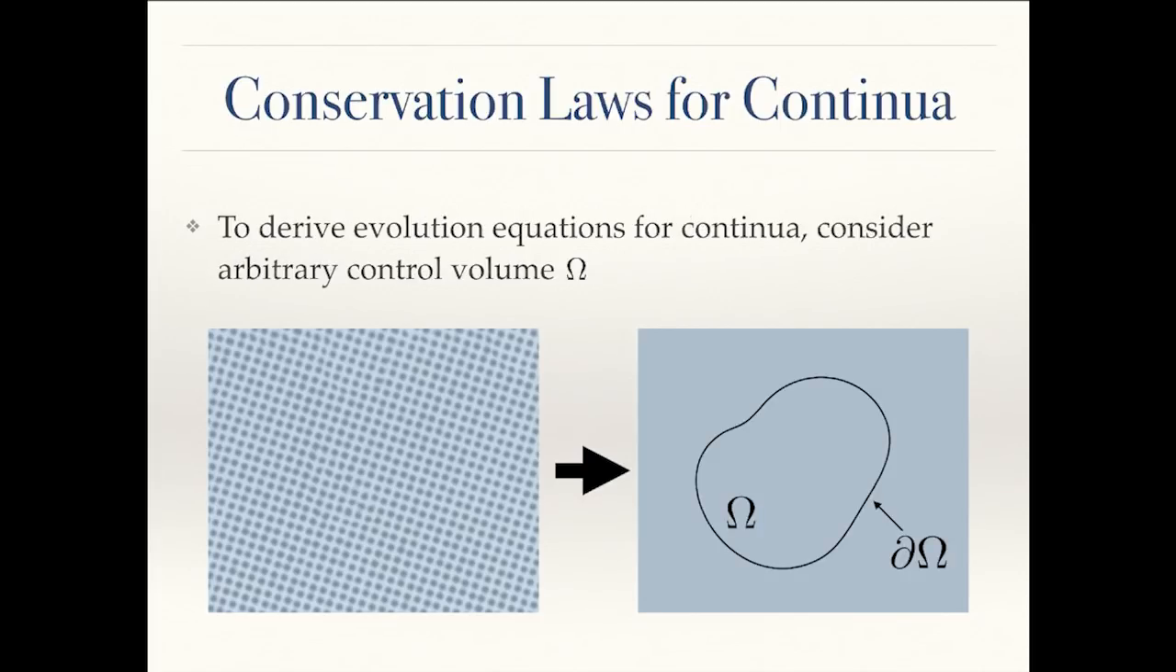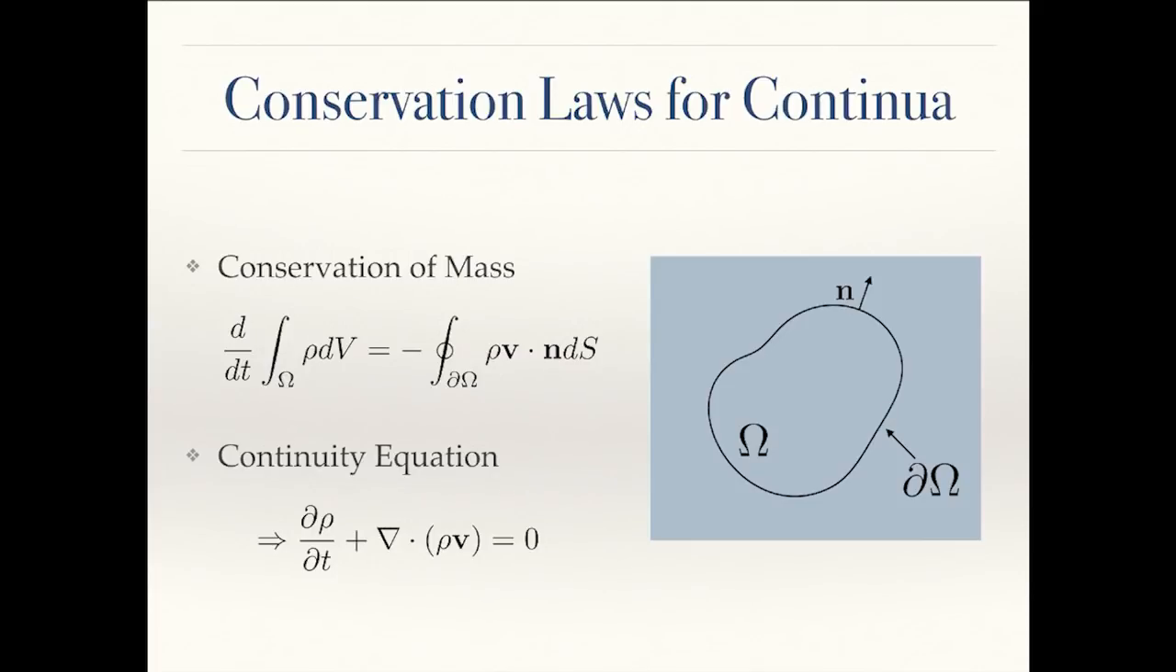Now, to derive a conservation law for the continuum, what's usually done is we draw some arbitrary area here, and we've labeled this omega, and the boundary of this area is d omega. And for example, if we look at conservation of mass for this, the total mass inside this area is the integral of the density. It's a volume integral, on the left.